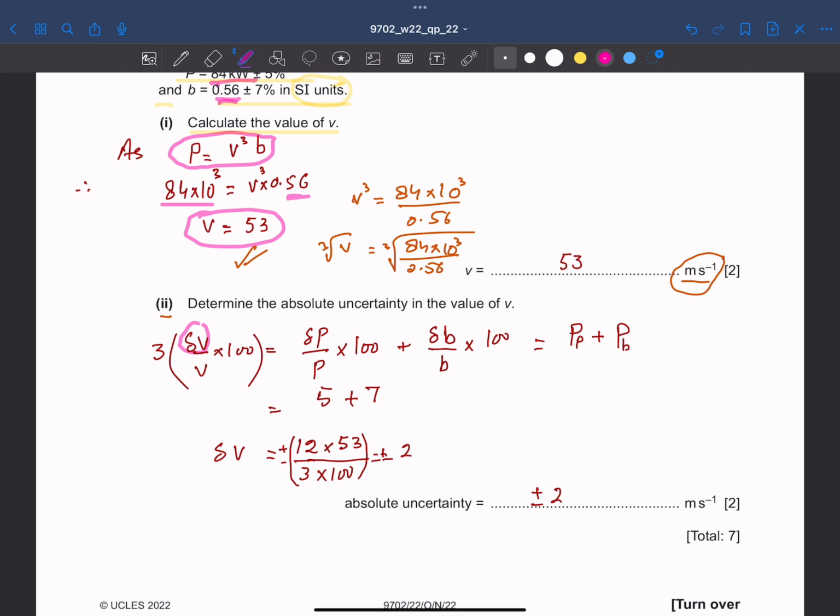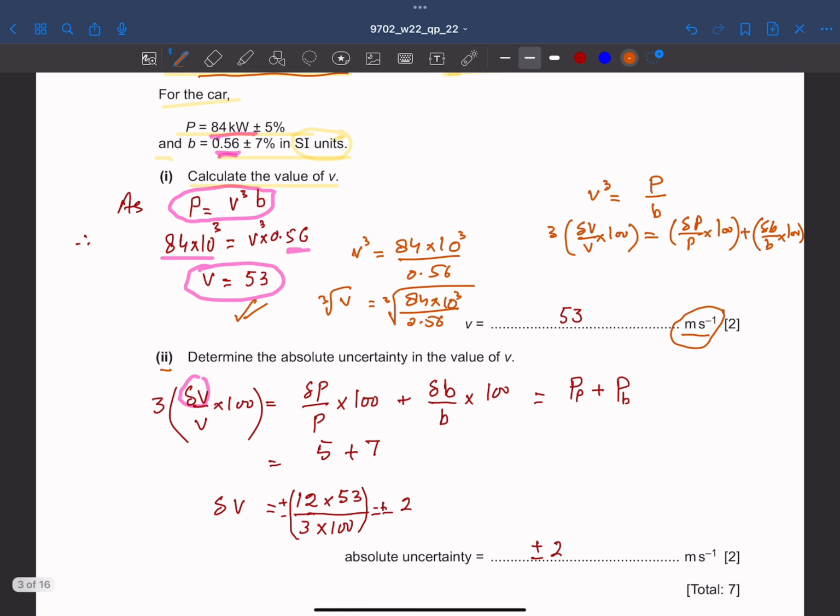Simply you can say that we are writing the formula in this way: V cubed is equal to P divided by B. But you know that when you are writing the equation for uncertainty, you should write it this way: the power, 3, comes first as a coefficient, then del V over V into 100, and on the other side del P over P into 100 plus del B over B into 100.